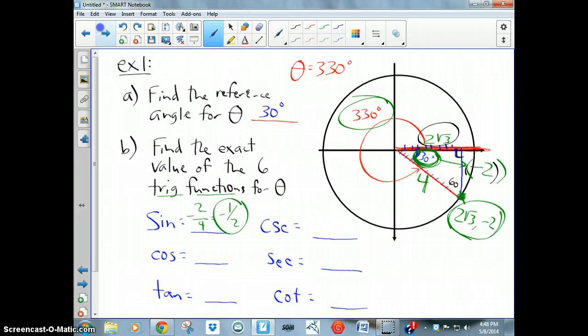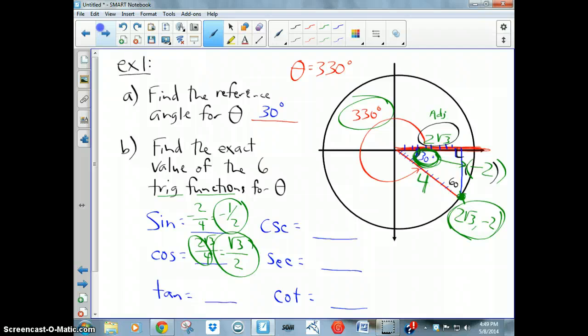Cosine of 30, adjacent over hypotenuse. Well, this is the adjacent side, which would be 2 square roots of 3 over the hypotenuse, which is 4. Now, 2 over 4 reduces, so I'm going to get square root of 3 over 2, because 2/4 reduces to 1/2.